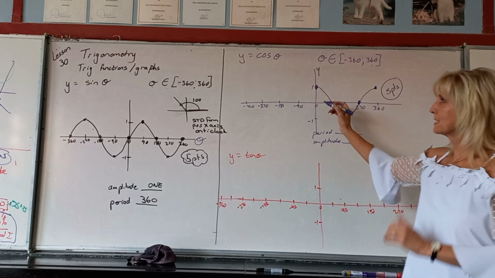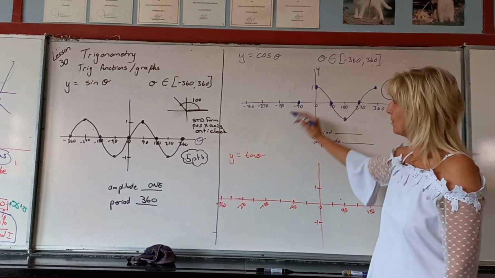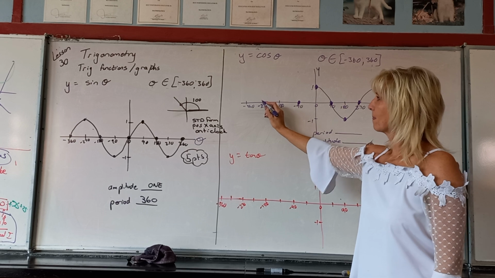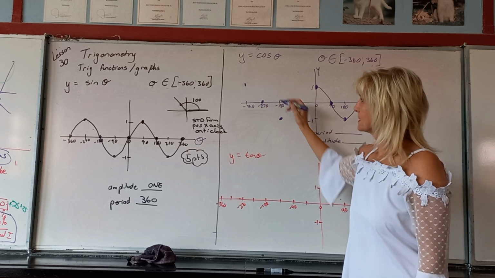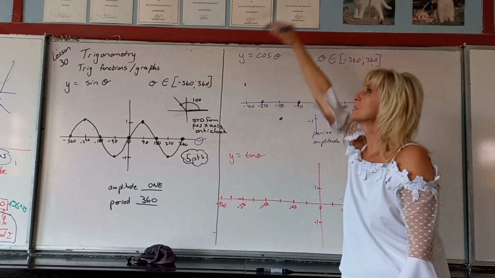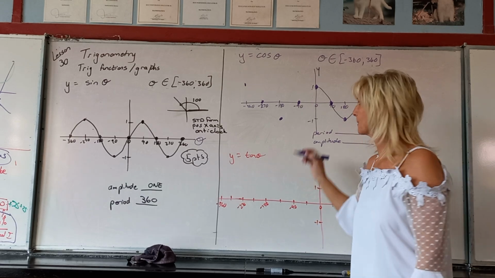So to the left-hand side, we've got 0. And if all of a sudden your graph does strange things, you must know it's not right.